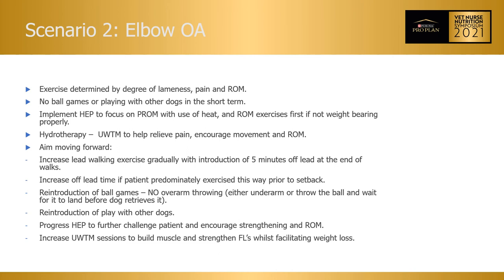We'll reintroduce ball games if they had ball games previously. However, we would always advise no overarm throwing, even in a dog that didn't have any issues. Overarm throwing just encourages dogs to leap up into the air and twist and turn and catch the ball and then fall in some horrendous manner. So we always advise either underarm throwing, so the ball's always kept low level, or that we throw the ball and then wait for it to land before the dog retrieves it.